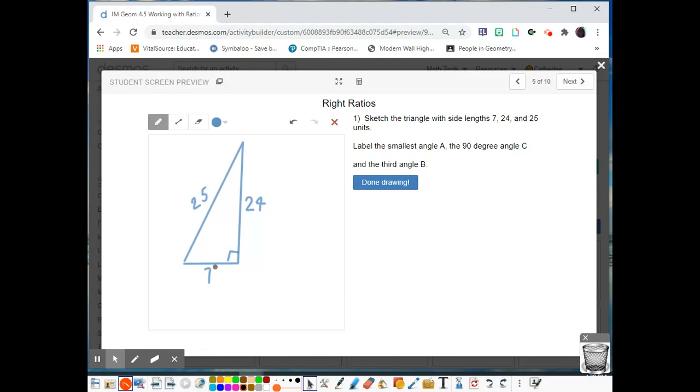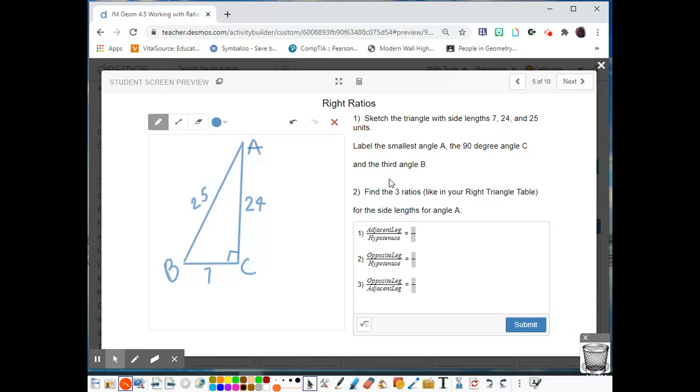Remember, 7 and 24 were the legs. This is going to be A. Here is going to be not C, nope, tricked you there. And we're going to do C over here at the right angle. Again, just a reminder that the smallest angle is going to be opposite the shortest side, and then our largest angle, the right angle, is going to be opposite the longest side. So when you're done drawing, click the done drawing section.